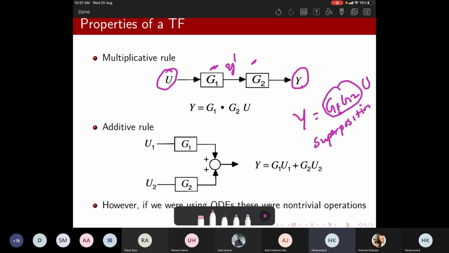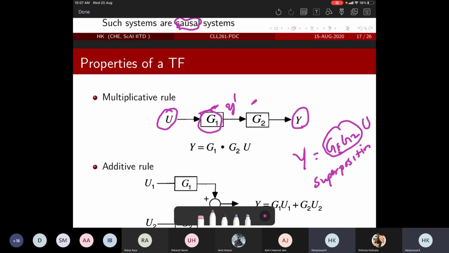And what we call algebraic properties of transfer function. This actually comes out to be a very handy tool. Why? Because G1 essentially stands for an ODE, which is converted from the time domain. Because if you see Y by U is G1, and if you do an inverse transform, this is an ODE. The same applies there. You cannot take the product of two ODEs just like that.